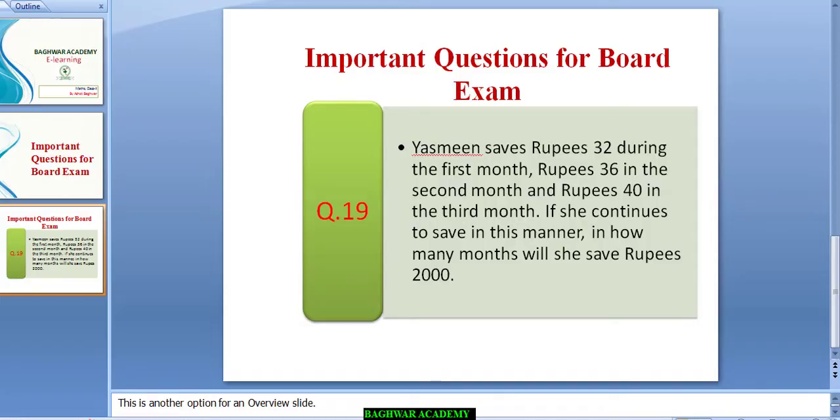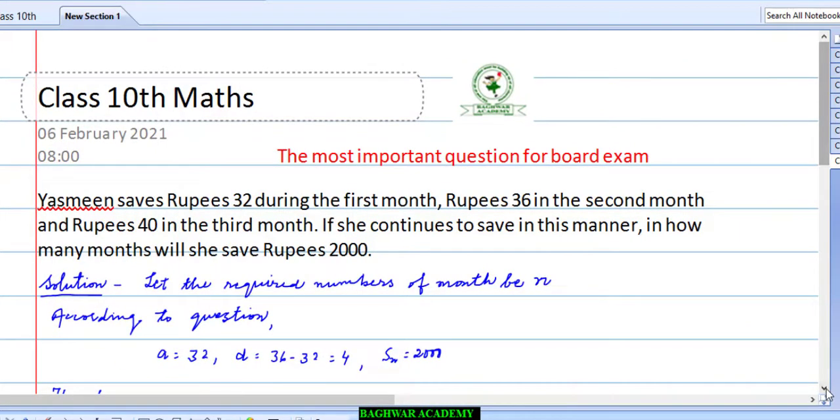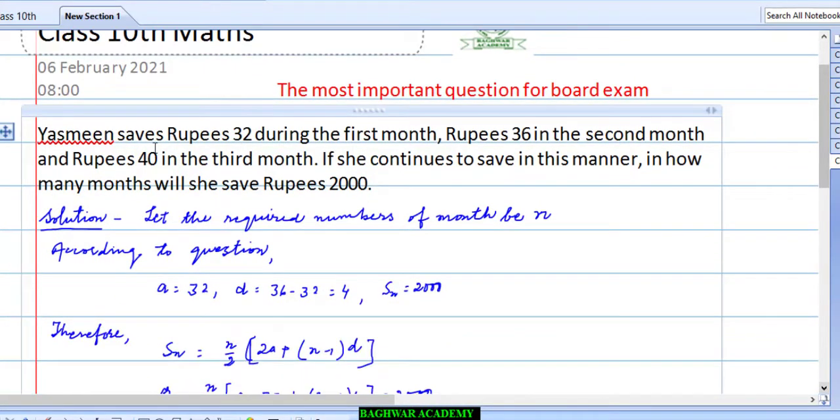So easy question it is. So just you see how it will be solved. Here you see this AP has been given, where you can assume a is equal to 32 and d will be 36 minus 32, and that will be 4, and you need to find out in how many months she will save 2000 rupees. It means you need to find out the number of months.